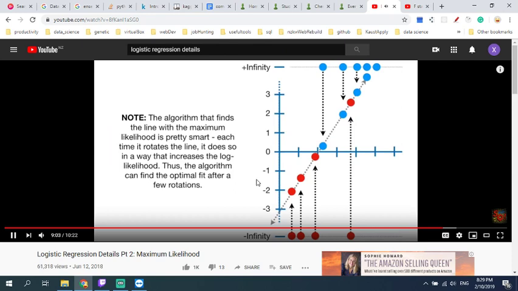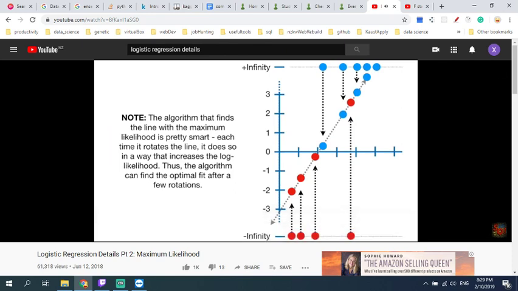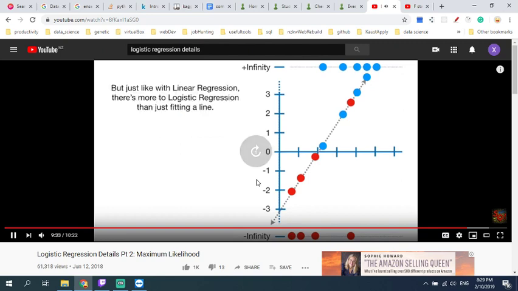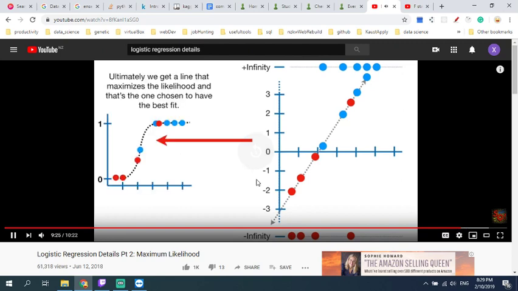Note, the algorithm that finds the line with the maximum likelihood is pretty smart. Each time it rotates the line, it does so in a way that increases the log likelihood. Thus, the algorithm can find the line with the maximum likelihood. Bam! We have the best fit.